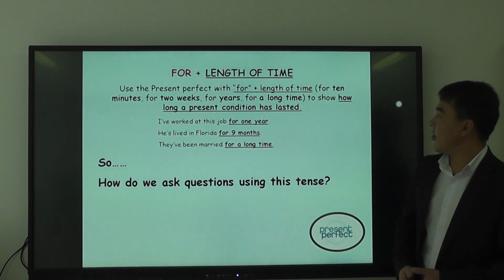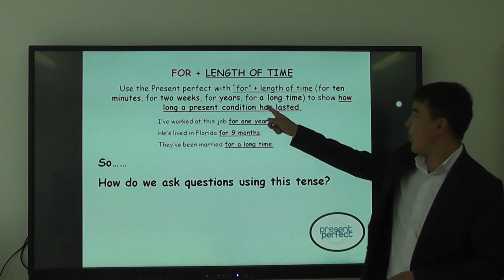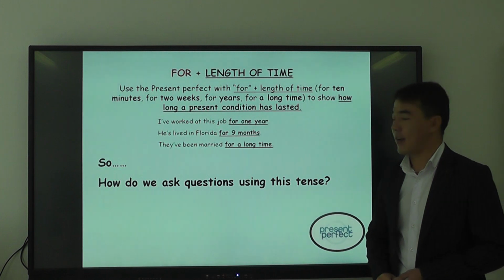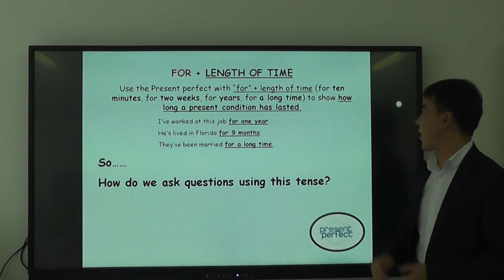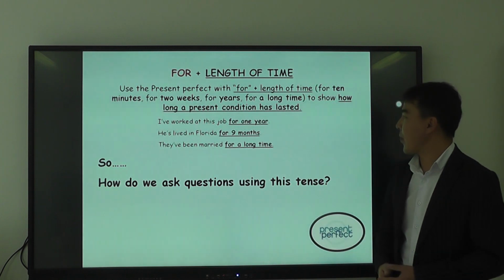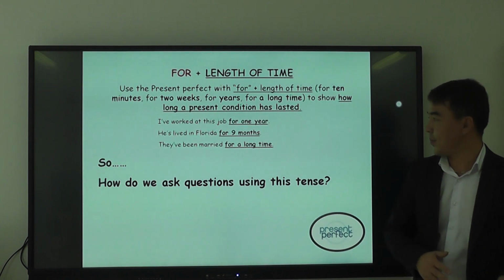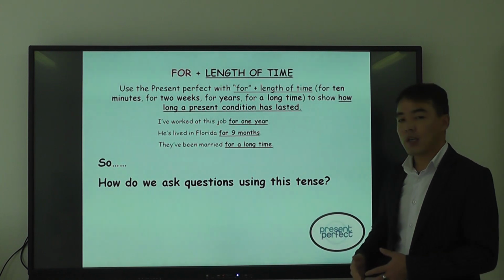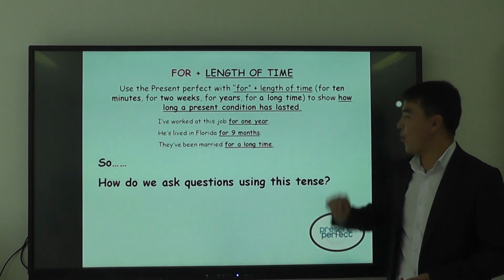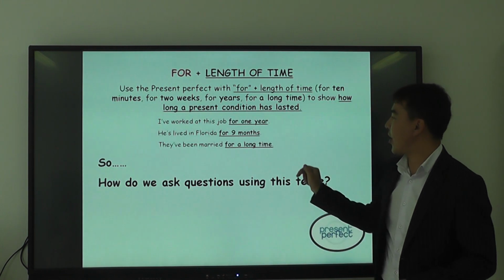For plus length of time. Use the present perfect with for plus length of time, for 10 minutes, for 2 weeks, for years, for a long time, to show how long a present condition has lasted. For example, I've worked at this job for 1 year. He's lived in Florida for 9 months. They've been married for a long time. And for 1 year, for 9 months, for a long time here.